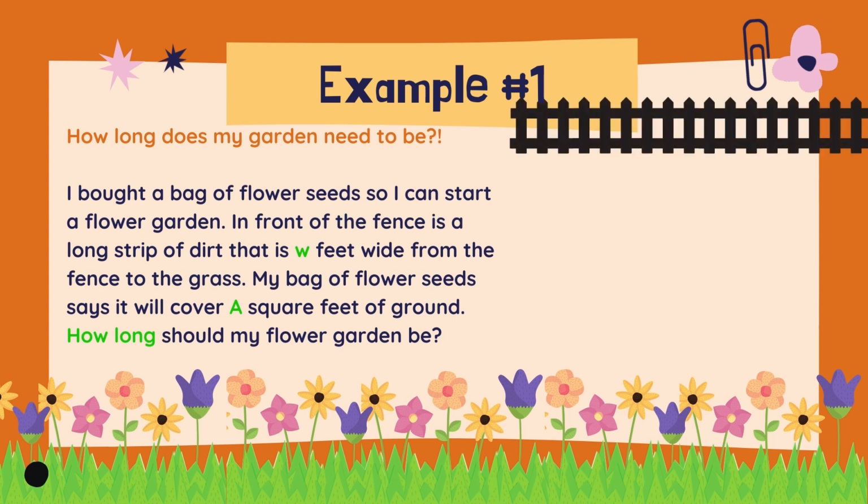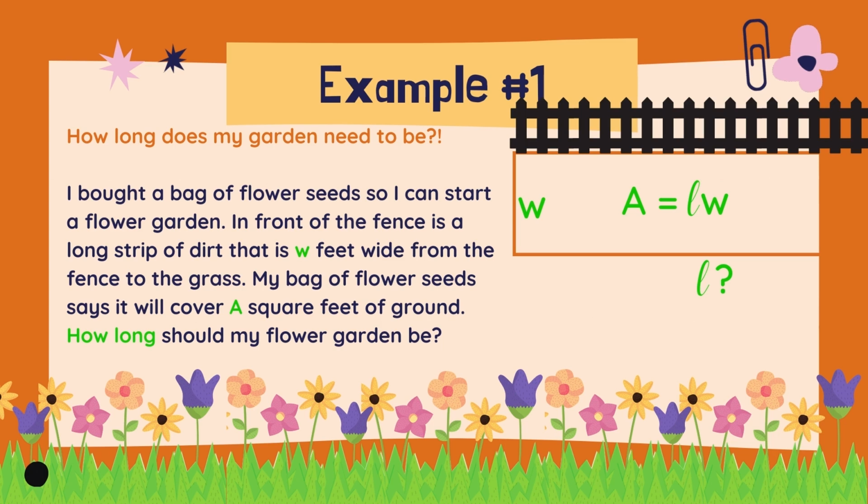Here's a quick picture so you can understand what this looks like. We've got a fence, and then in front of the fence, there is a strip of dirt that is W feet wide from the fence to the grass. We need to figure out how long the garden should be.